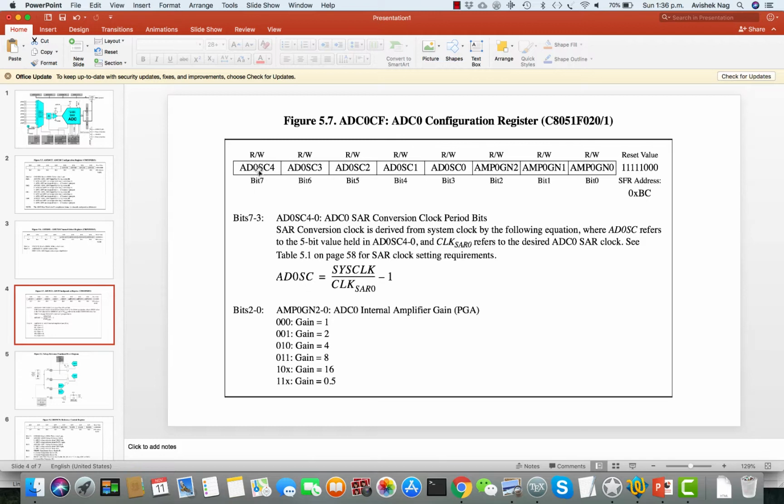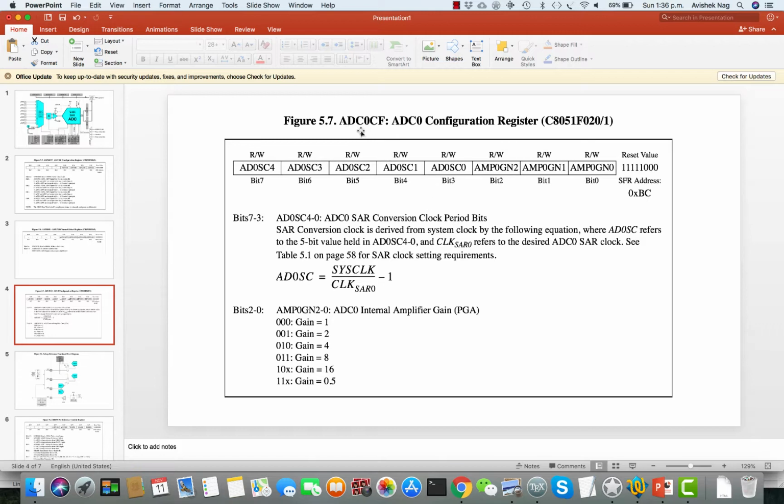But then let's say you want to have a clock which is less than the system clock. Let's say you want a clock which is half of the system clock. In that case you select these 5 bits as 00001. So this side will be 1, and then minus 1 goes here. So 1 plus 1, this minus 1 becomes plus 1, and 1 plus 1 becomes 2. So system clock divided by the ADC clock equals 2 now, and therefore the ADC clock is system clock divided by 2. In that way you can configure the clock by setting these 5 bits here.